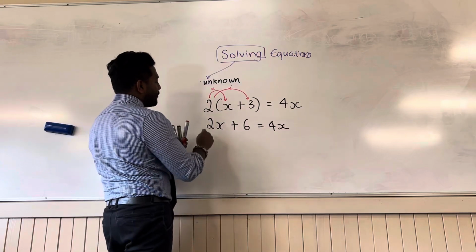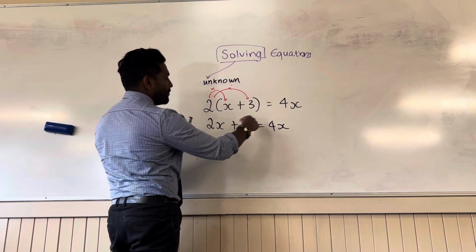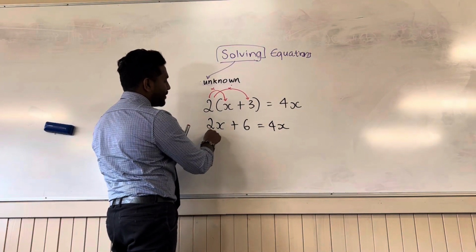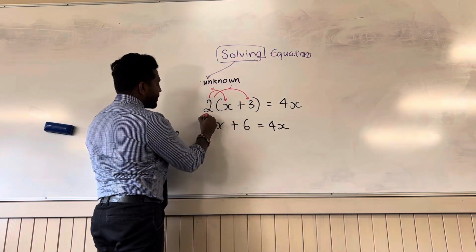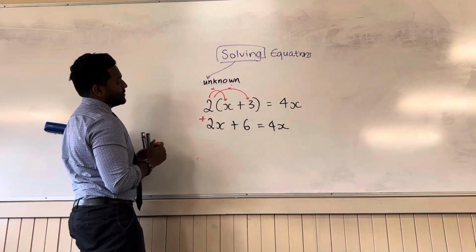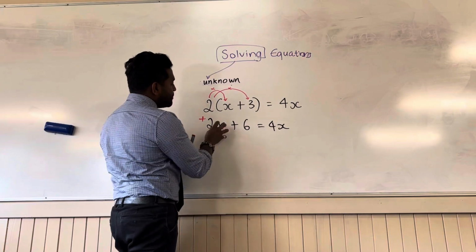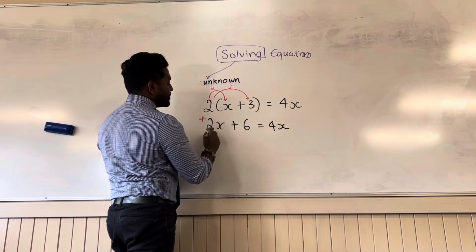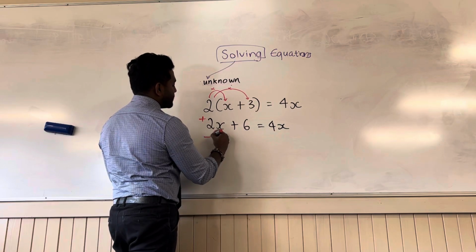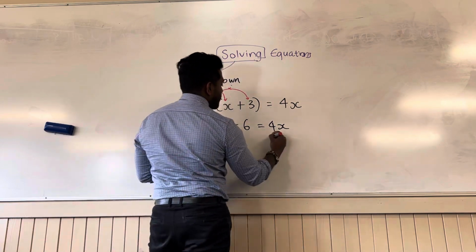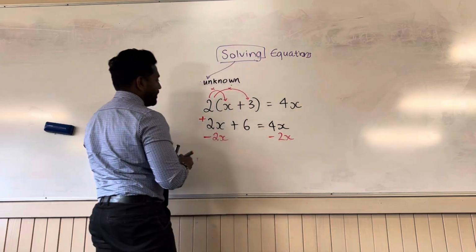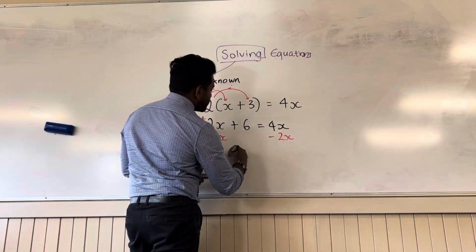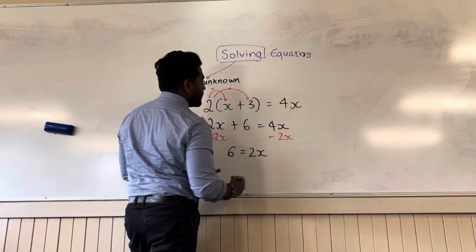So now, if we've got this 2x and we move it to this side, is this a positive 2x or a negative 2x? It's actually a positive. You just can't see the positive sign, okay? So in order to move this 2x to this side, we've got to do the opposite. So what's the opposite of 2x plus 2x? Minus 2x. Then we also have to do it to this side. Now you are left with 6 is equal to 2x.